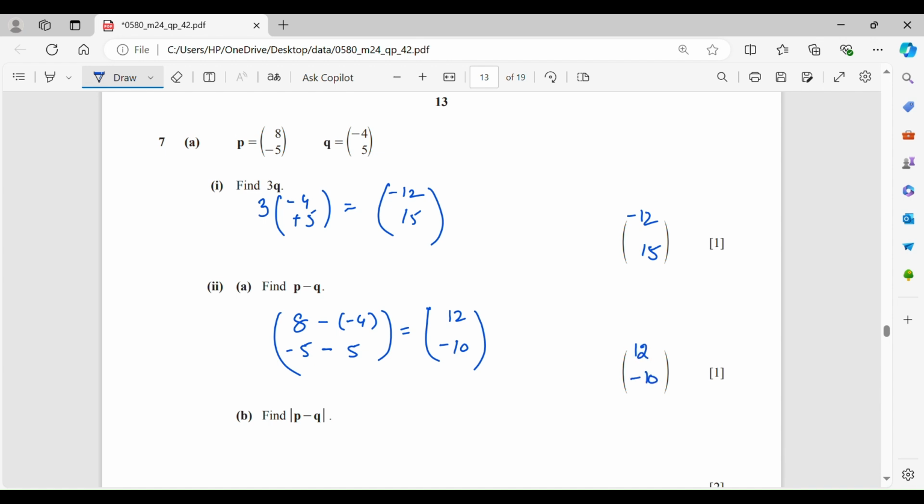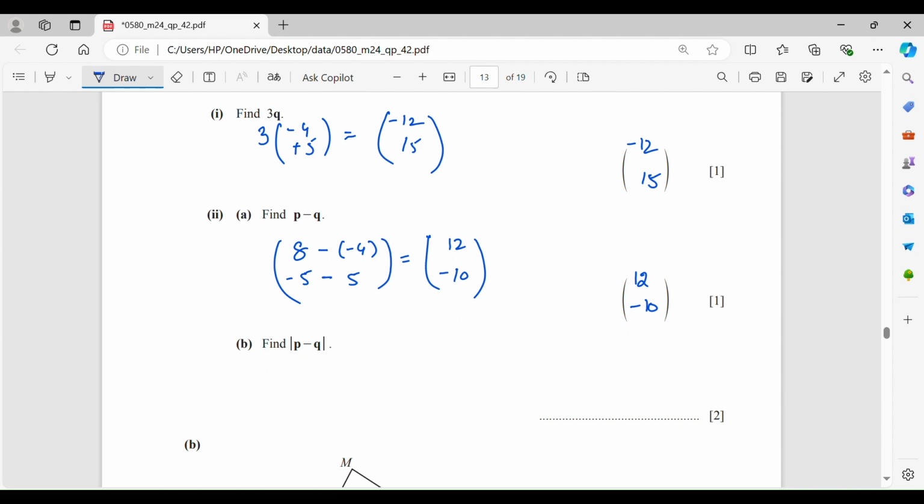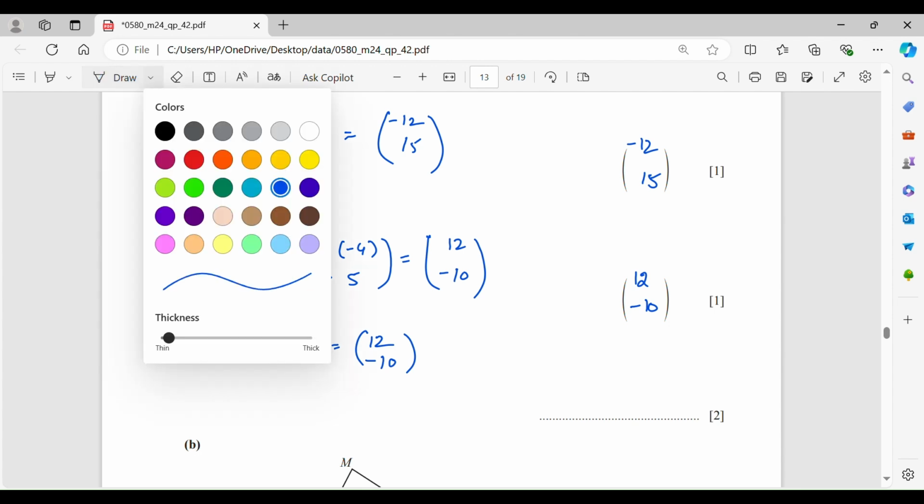Next, find the modulus of P minus Q. So P minus Q is 12 and minus 10. As we know, for the modulus, let me change the color so that I can explain it to you.